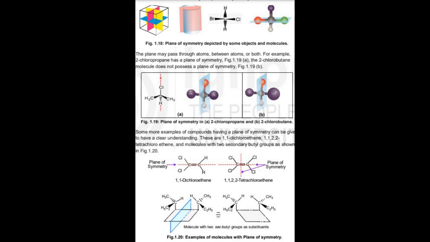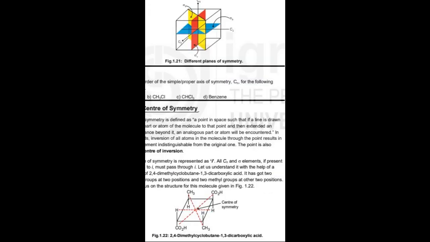Fig. 1.19 A. The 2-chlorobutane molecule does not possess a plane of symmetry. Fig. 1.19 B. Plane of symmetry in A, 2-chloropropane, and B, 2-chlorobutane. Some more examples of compounds having a plane of symmetry can be given to have a clear understanding. These are 1,1-dichloroethene, 1,1,2,2-tetrachloroethene, and molecules with two secondary butyl groups as shown in Fig. 1.20.